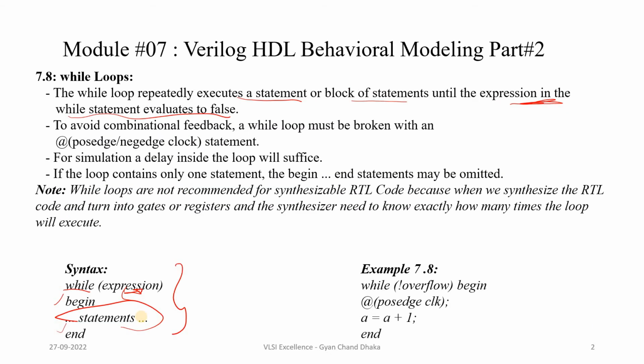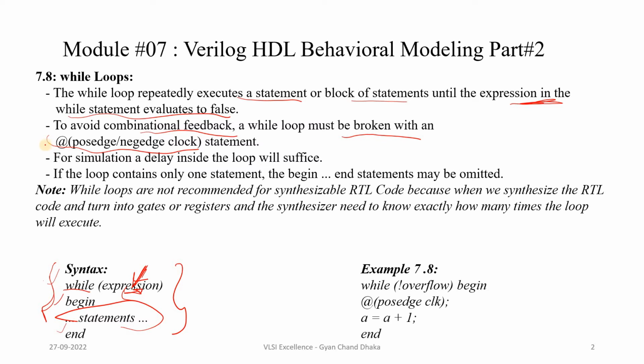The second point is, to avoid any kind of combinational feedback, a while loop must be broken with a condition, for example, applying an @ posedge or negedge clock condition. What does that mean? When we have this while loop in our design, until the expression evaluates to false, the while loop is continuously going to be executed. But in many applications we do not want this while loop to execute continuously, but we want it to execute every clock cycle till the expression evaluates to false, so that we get an expected result out of the while loop.